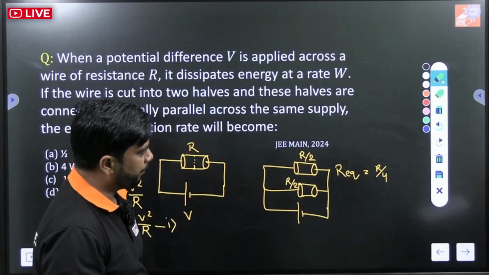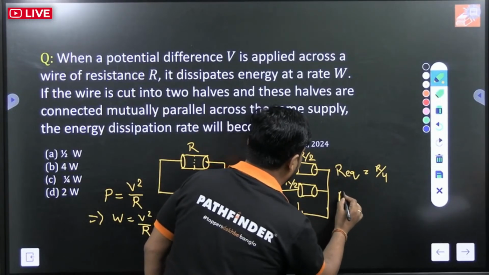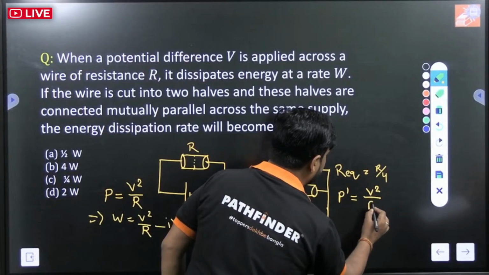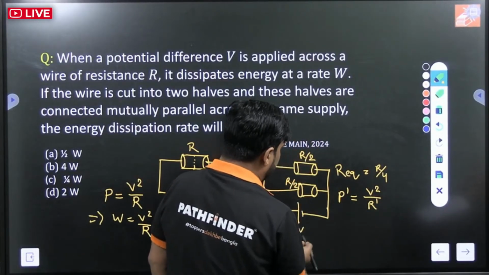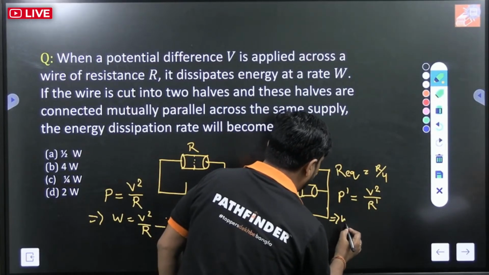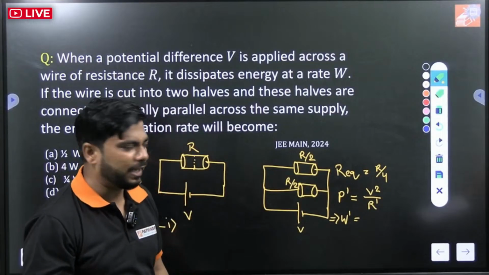Right? After getting R equivalent, what next? Again, can we write P dash is equal to V square by R dash. V is the same, right? Both are connected to the same source. And in this case let us assume it is W dash, and we have to find out the value of this W dash.